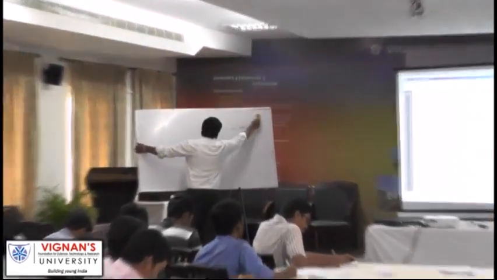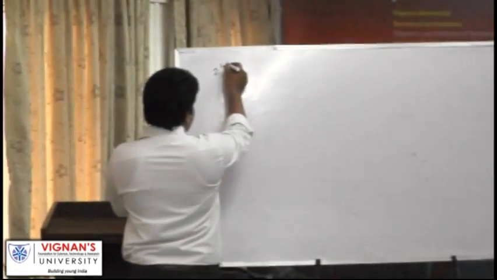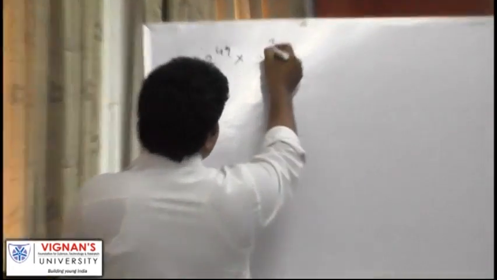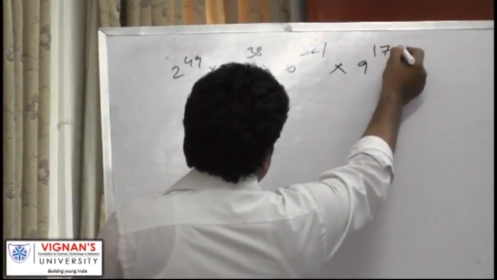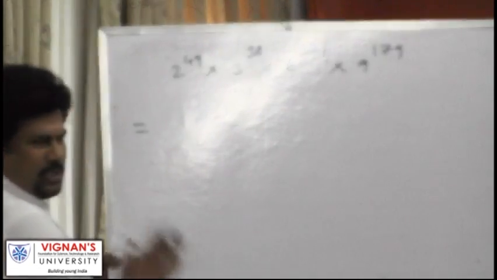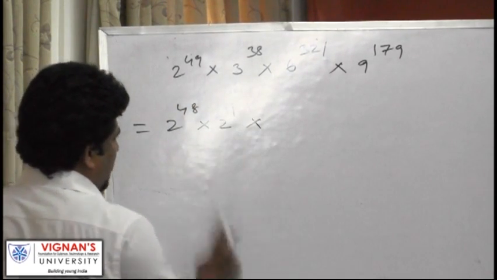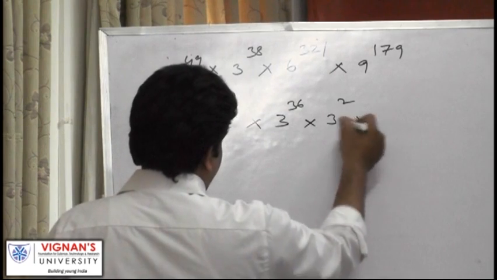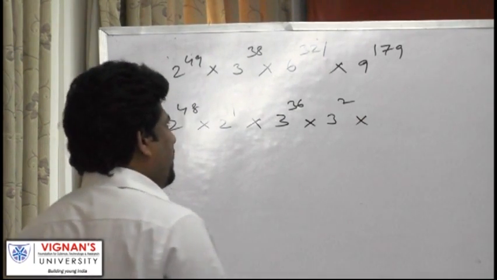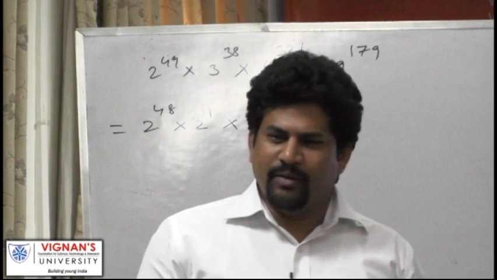Unit digit of that particular product: 2 power 49, 3 power 38, 6 power 321 into 9 power 179. I am writing 2 power 49 as 2 power 48 into 2 power 1. Similarly, 3 power 38 as 3 power 36 into 3 square. For 6 power 321, what would be the unit digit? 6.